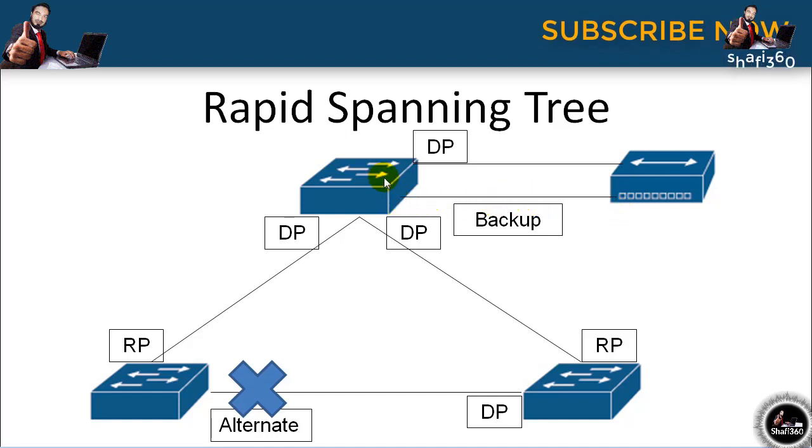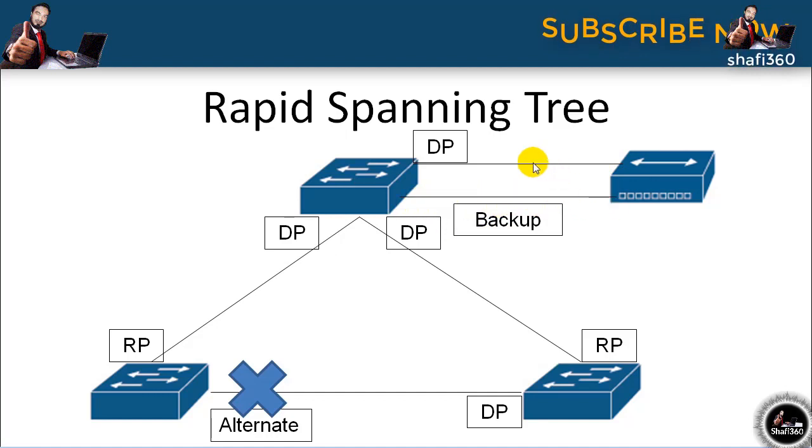This switch will realize, I sent a BPDU on this port and I got the same BPDU back on this second port. Therefore, these 2 ports must connect to the same hub, so I'm going to flag this one as a backup. Now, it will not forward traffic out this port, as I mentioned.